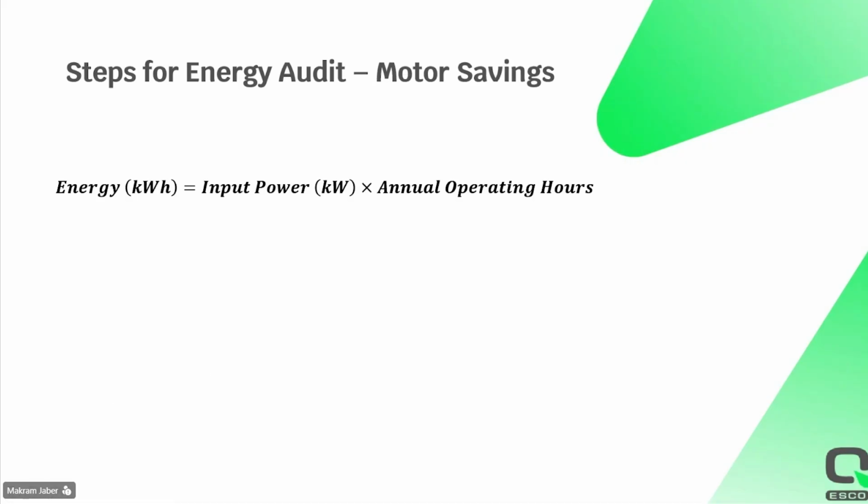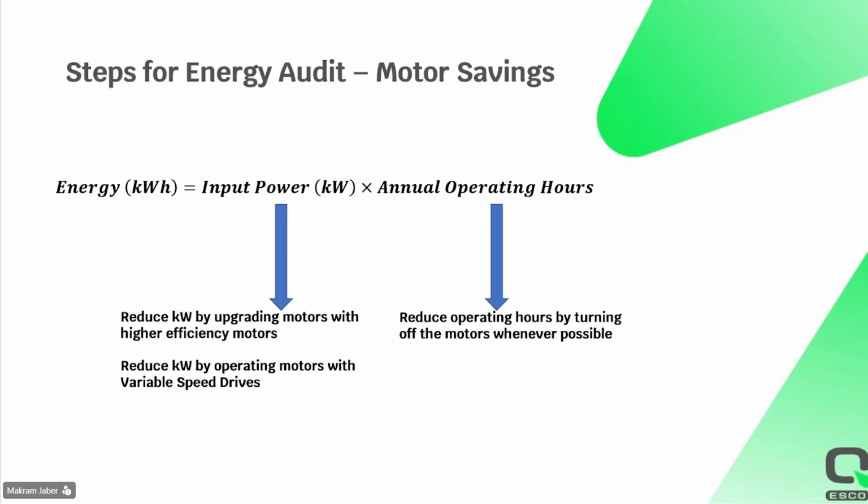How can we work on the savings for the motors? The energy for the motor is the kilowatt of the motor multiplied by the annual operating hours. So here we can work on these two parameters. If we want to work on the kilowatt, this means we have to upgrade to a higher efficiency motor. Better efficiency means for the same amount of work we need fewer kilowatts. So we are reducing the kilowatt.